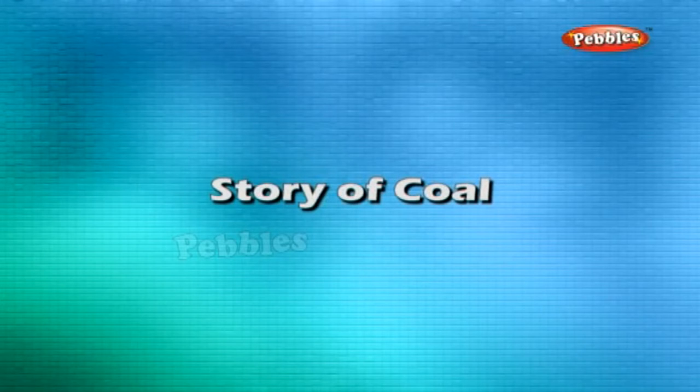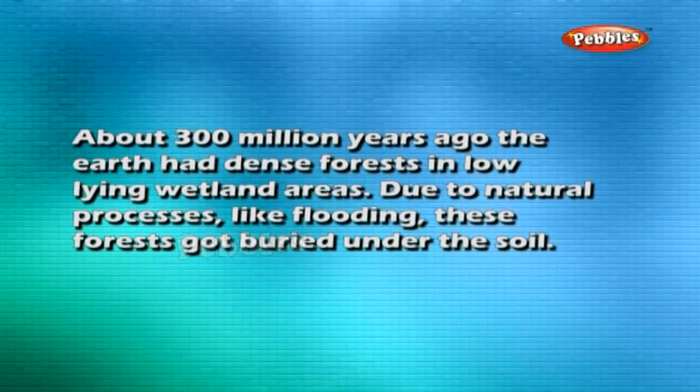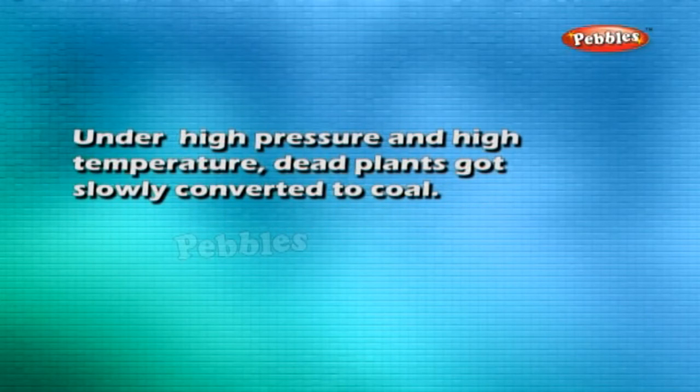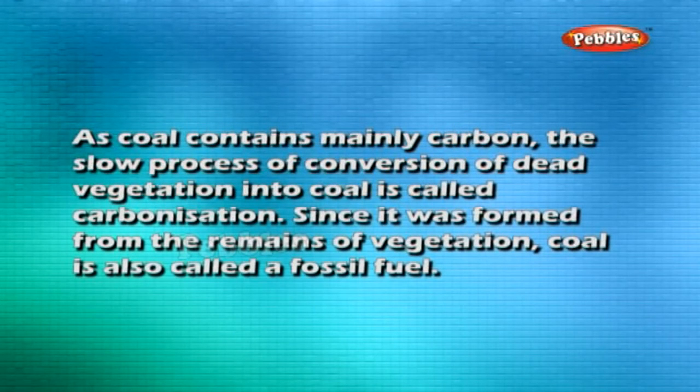Story of coal. About 300 million years ago, the Earth had dense forests in low-lying wetland areas. Due to natural processes like flooding, these forests got buried under the soil. As more soil deposited over them, they were compressed. The temperature also rose as they sank deeper and deeper. Under high pressure and high temperature, dead plants got slowly converted to coal. As coal contains mainly carbon, the slow process of conversion of dead vegetation into coal is called carbonization. Since it was formed from the remains of vegetation, coal is also called a fossil fuel.